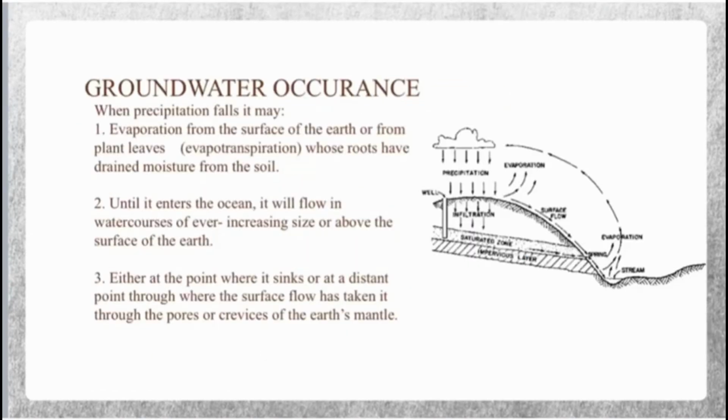Groundwater occurrence. When precipitation falls, it may, first, evaporate from the surface of the earth or from plant leaves. Second, it may flow in watercourses of ever-increasing size until it enters the ocean, or above the surface of the earth. And the last one, it sinks either at the point where it falls or at a distant point, through where the surface flow has taken it, through the pores or crevices of the earth mantle.